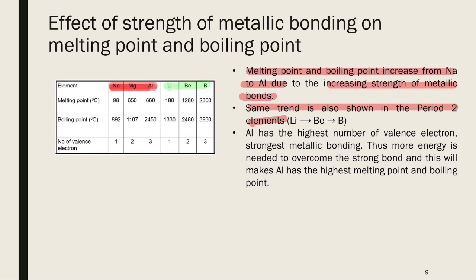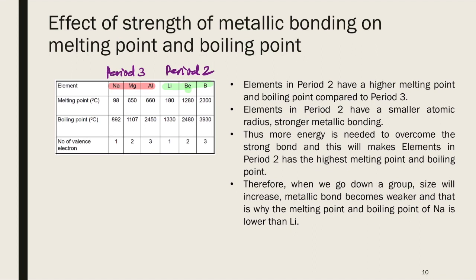Okay, this is because aluminium has the highest number of valence electron in period 3, therefore it has the strongest metallic bonding. More energy is needed to overcome the strong bond, and this will make aluminium has the highest melting point and boiling point in period 3. Next, when we compare the elements in period 2 and also elements in period 3, we can see that the elements in period 2 have a higher melting point and boiling point compared to the period 3. This is because elements in period 2 have a smaller atomic radius, stronger metallic bonding. Therefore, more energy is needed to overcome the strong bond, and this will make elements in period 2 has the highest melting point and boiling point.